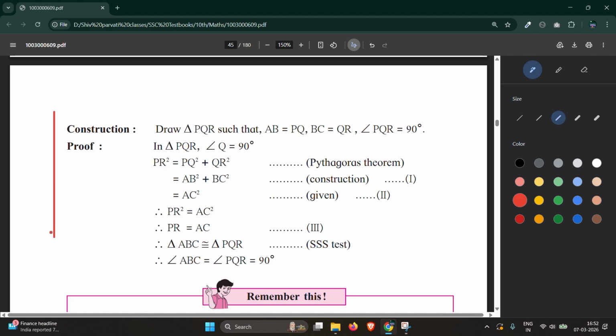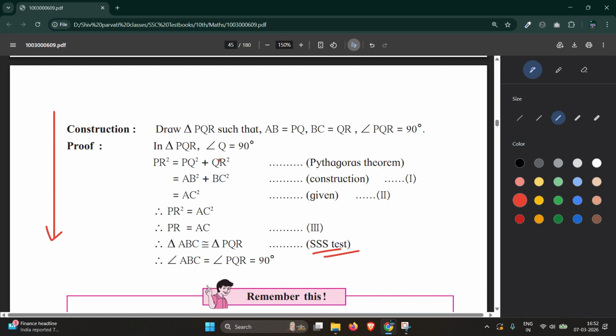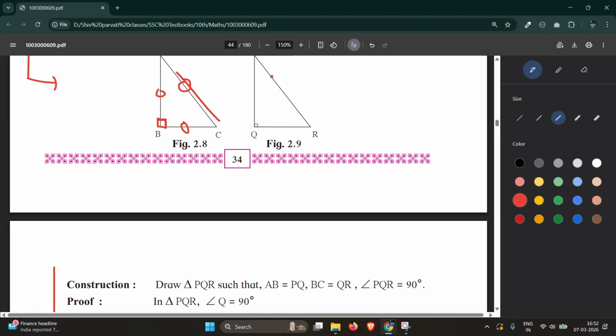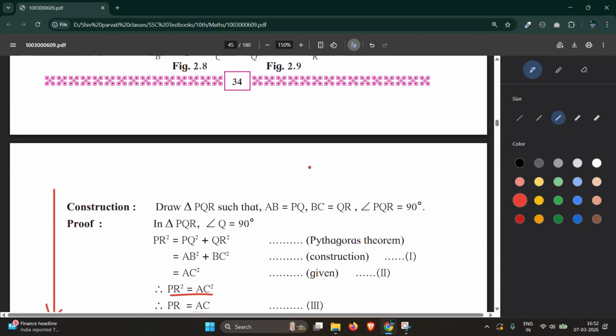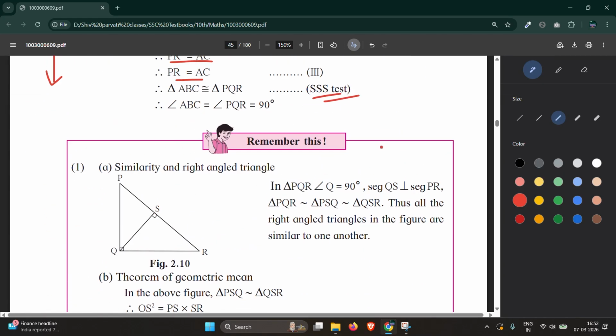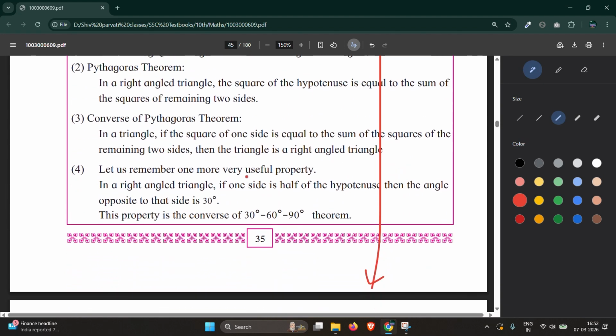I'm not going to go into the proof of this for now, because this is just an SSS test type of proof, not very intuitive. We just directly use the Pythagoras theorem over here, and then we say that this one is equal to this one, and therefore they both have to be similar. And because they are similar, if this has a right angle over here, this also has a right angle over here. So these are all the points that they have given us. So you can easily remember all those. You can just go through these.